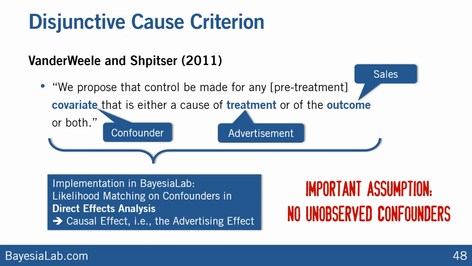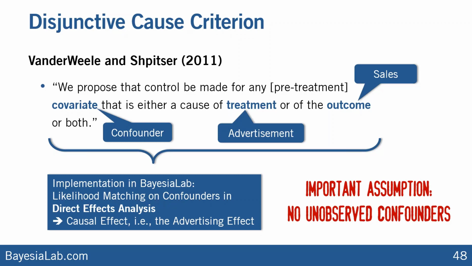We can tell BayesiaLab what we believe the confounders are, and then perform direct effects analysis and thus get to the causal effect, the advertising effect. What is important to know, though, is that we must assume that there are no unobserved confounders. That is something we absolutely must be sure of. Unfortunately, that is a non-testable assumption. We simply have to justify that on theoretical grounds.